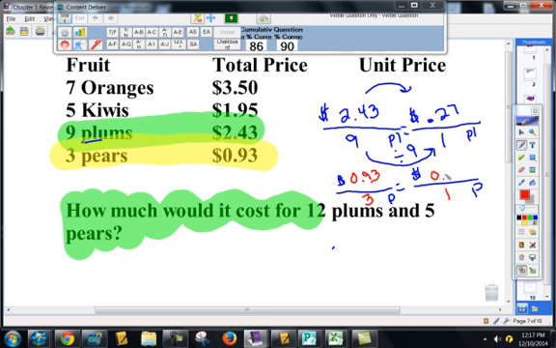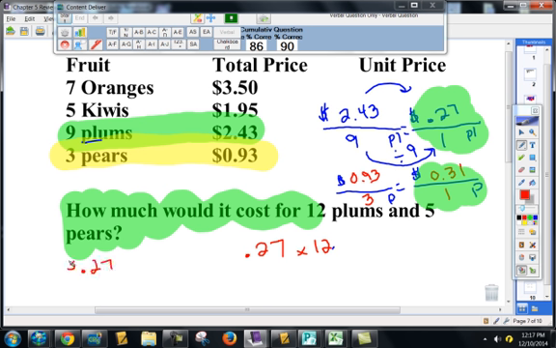That means that it costs 31 cents for 1 pear. Right, guys? Now, what does that mean? Well, that means that now you know how much one of that costs. So if I know I want to buy 12 plums, wouldn't I just take the 27 cents and multiply it by 12?